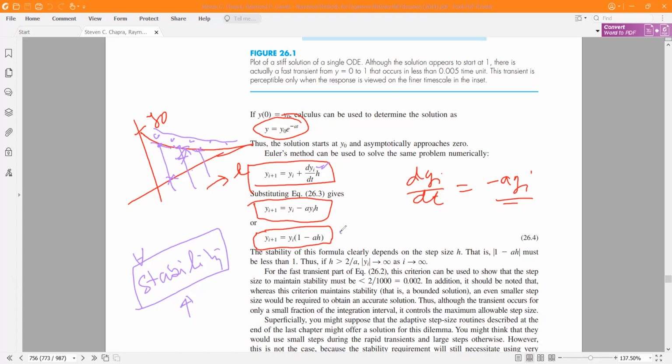So this is the algorithm we have written. You see, this quantity 1 minus AH, for this particular simple example. Although it is simple, most of the things can be understood from this simple example. This factor in general, what do you expect actually? We expect that the magnitude of this factor must be less than or equal to 1, isn't it?